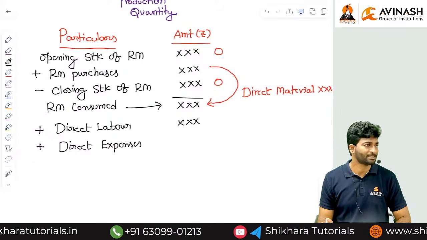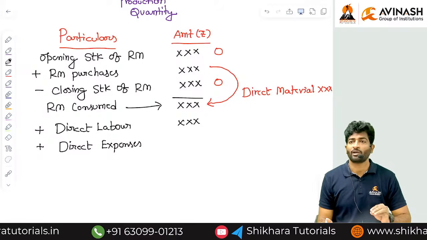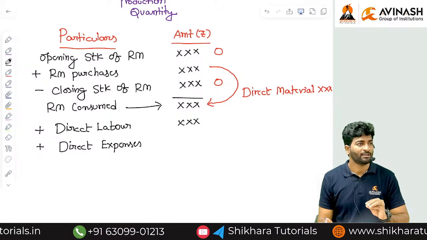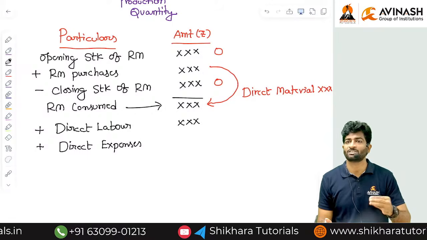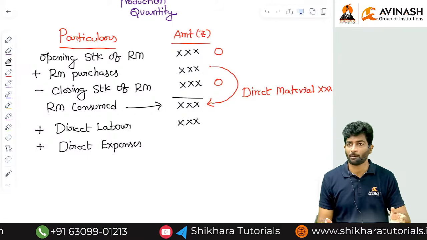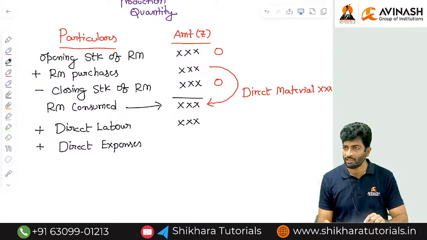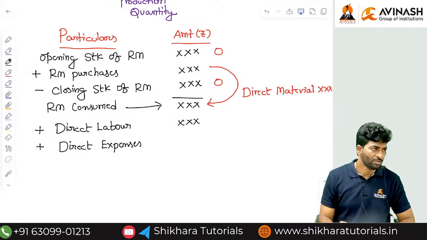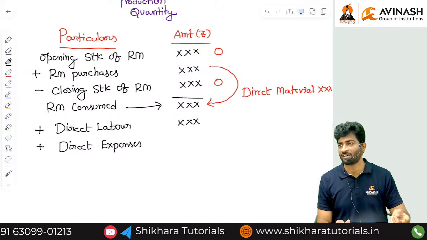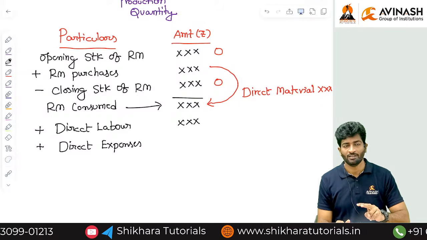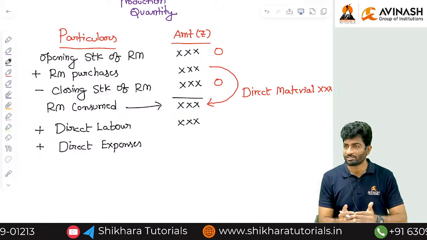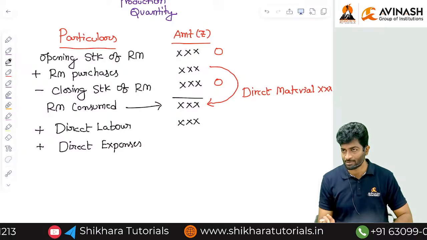Direct expenses: royalty, patent. If you are paying any patent to some other company, without making the payment you are not going to get the NOC. You can't start your production activity. So payment of those expenses is directly linked to your production activity. So it is direct in nature. Those expenses come under direct expenses. Is it clear?